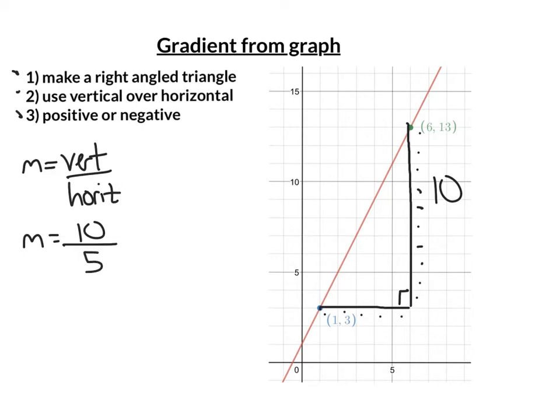Last thing I need to do before I do that sum is whether my gradient's positive or negative. Because this graph is going up from left to right, it's a positive gradient. So my answer is m equals 2.